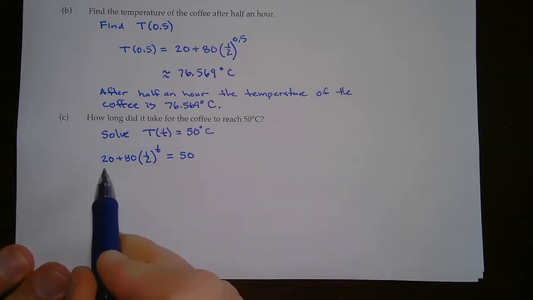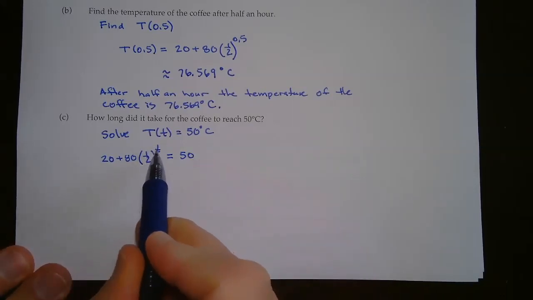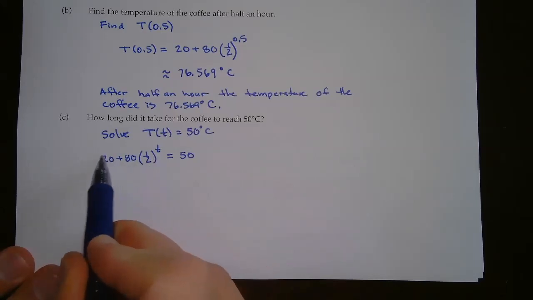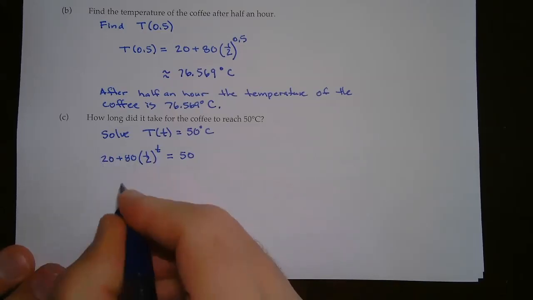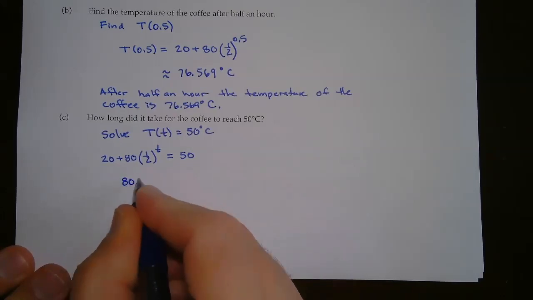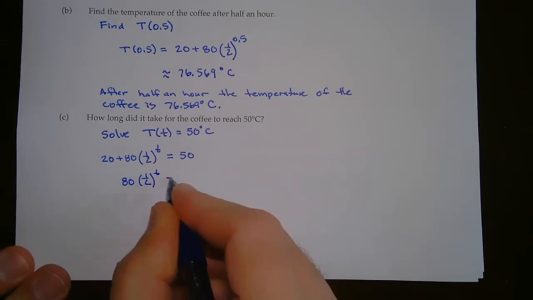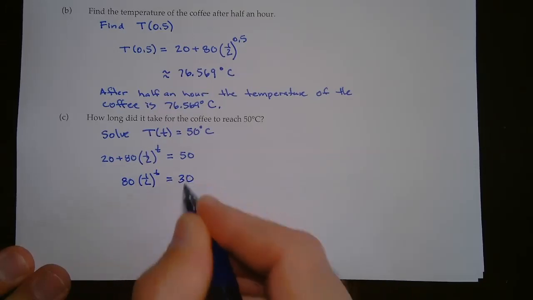Okay, so what I need to get to is this t, right? But before I can get to the t, I need to get 1/2 raised to the t. Okay, before I can do that, I need to get to 80 times 1/2 raised to the t. So I need to get rid of this 20 first. So I'm going to subtract 20. So that gives me 80 times 1/2 raised to the t power is equal to 30.